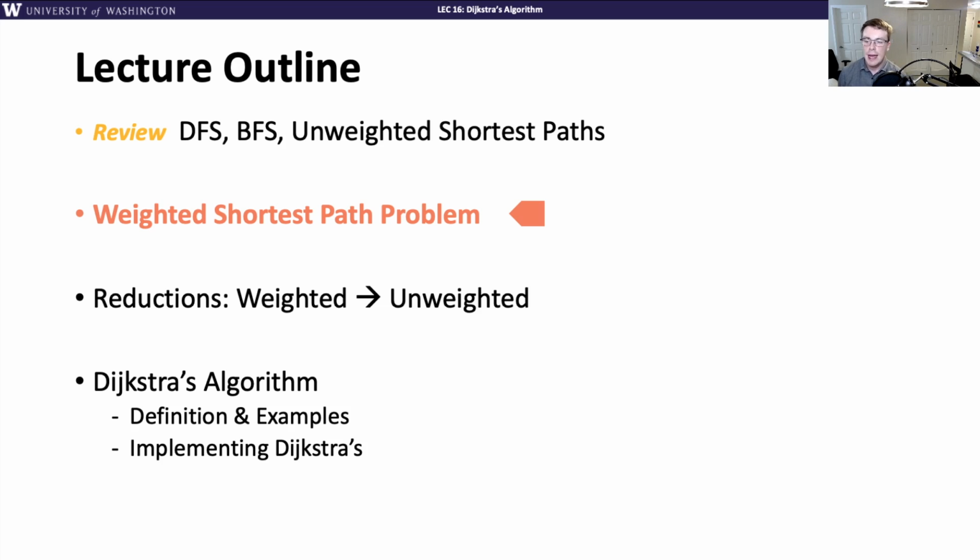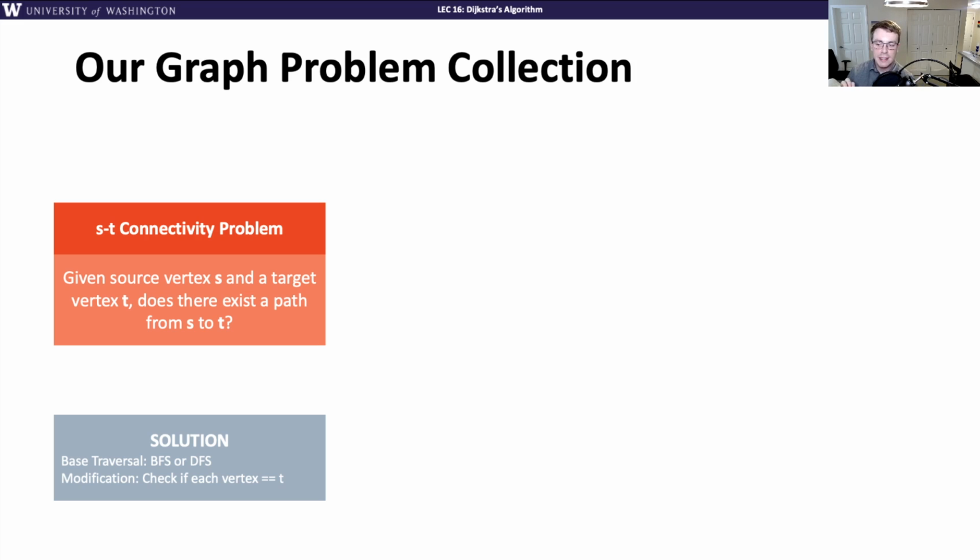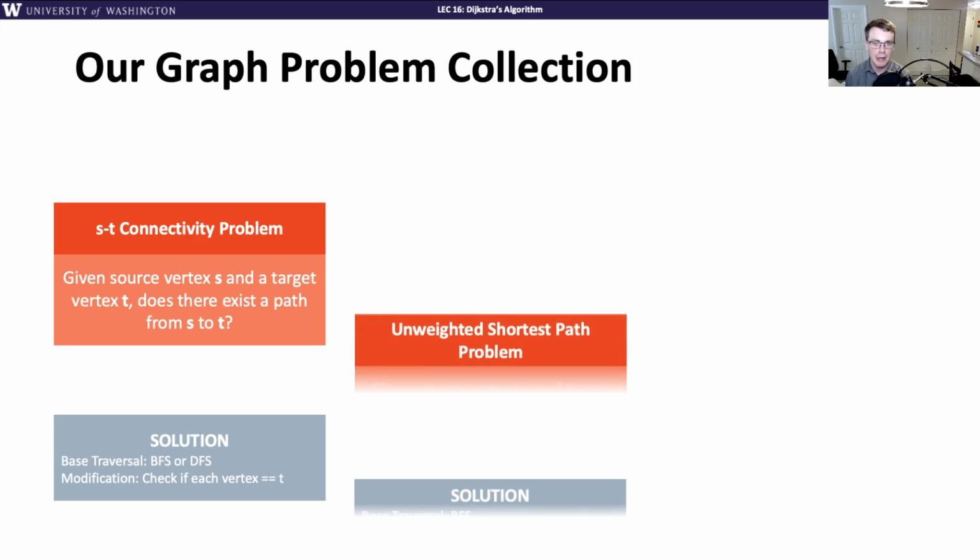Now, what I want us to talk about for the rest of lecture is some new stuff of trying to solve this problem of what we call weighted shortest paths. So as a bit of context of what we just talked about, last time we introduced breadth first search and depth first search, and we used either of them to solve the ST connectivity problem, the problem of figuring out, are these two vertices connected? Is there a connection between them?